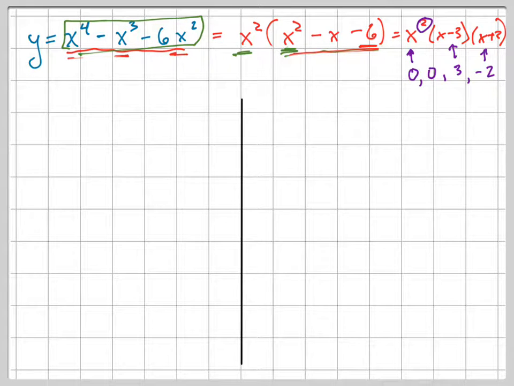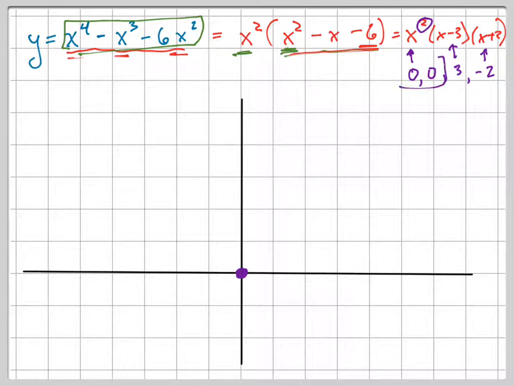So here's my x, y axis. I have a 0 at 0, and it has multiplicity 2. We'll talk about that in a second. I've got a 0 at 3, and I have a 0 at negative 2. Now to finish my rough sketch of my graph, I want to find out what the end behavior is. The end behavior has to do with the degree of the polynomial, and also the leading coefficient, if it's positive or negative. So I've got a positive leading coefficient, and I have an even degree polynomial.